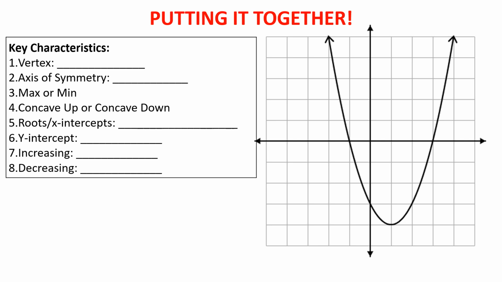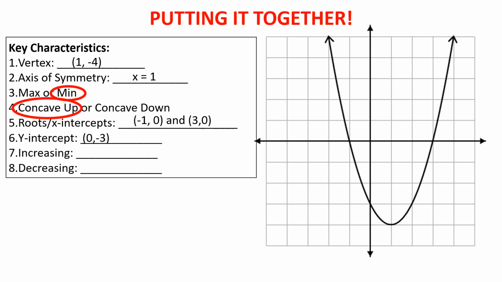And if we put it all together and do all of the characteristics, I could ask you for the vertex. So looking at this graph, the vertex will be 1, negative 4. The axis of symmetry is always x equals whatever the x value of the vertex is, so it'll be x equals 1. It's a minimum because it's the lowest point of my graph, which means this is concave up. The roots, or where it crosses the x-axis, would be at negative 1, 0, and 3, 0. The y-intercept, or where it crosses the y-axis, would be 0, negative 3.